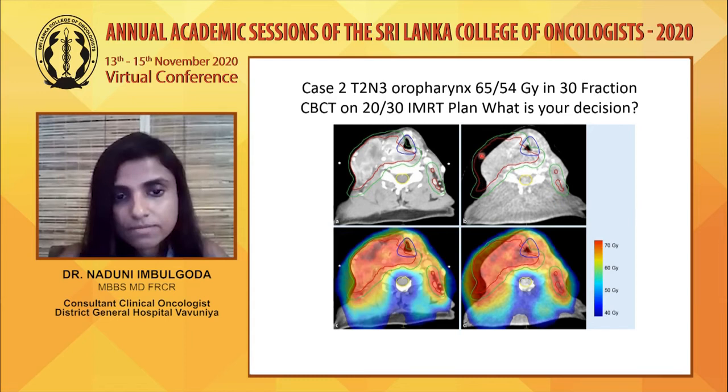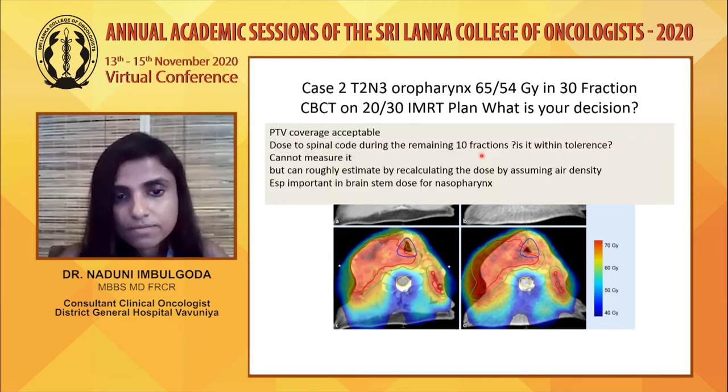So the spinal cord in the remaining 10 fractions is going to be an issue because of the air gap here. So we need to ensure that the spinal cord is within tolerance. We cannot exactly measure the dose to the spinal cord, but we can roughly estimate it by going back to the planning scan, creating this sort of a structure here and assuming it as air density instead of soft tissue density, recalculating the dose to the spinal cord, and assuming that the same dose is delivered in the next 10 fractions. So we can do a rough recalculation to see that the spinal cord is within tolerance. It's especially important for brainstem dose in nasopharynx.